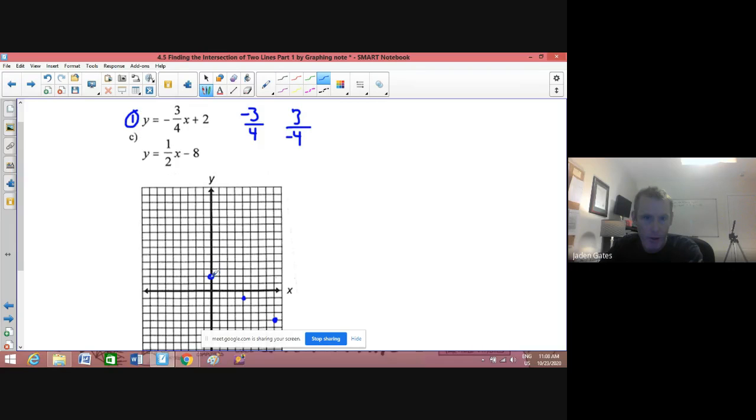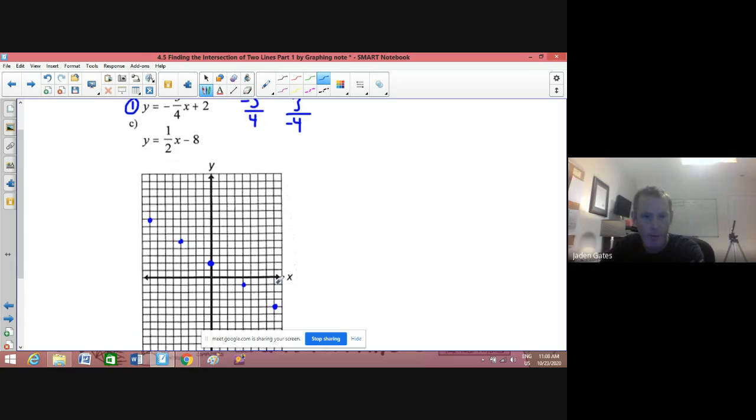Left 4. I like to go all the way through the graph so I don't find out that I come up short when I'm doing my point of intersection. So again, up 3, left 4. There we go. And let's see here. We draw our line in. There we go. All right.